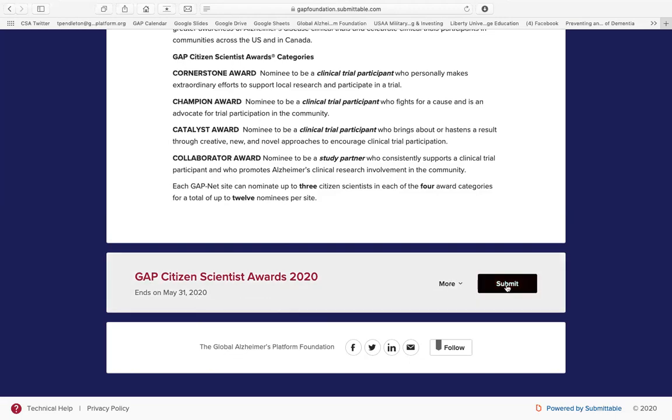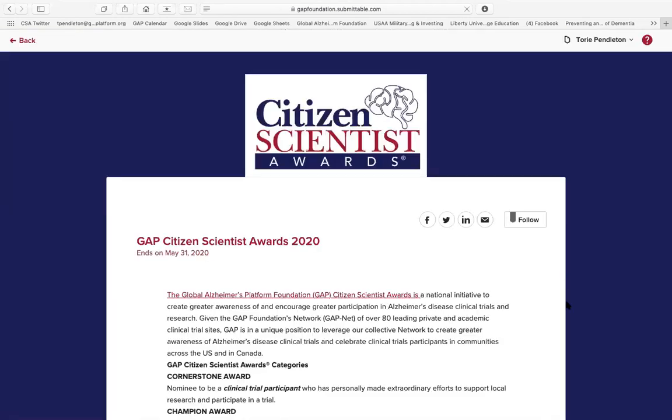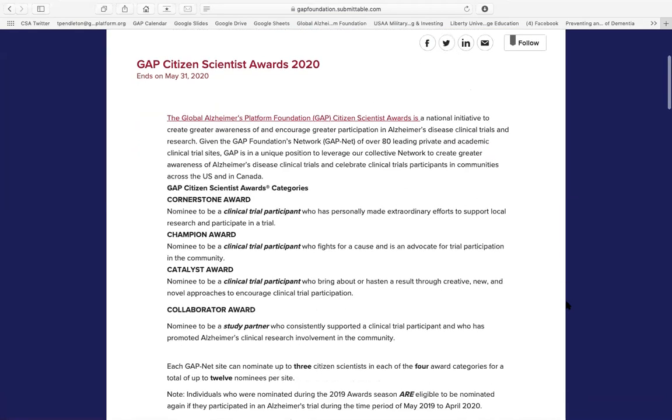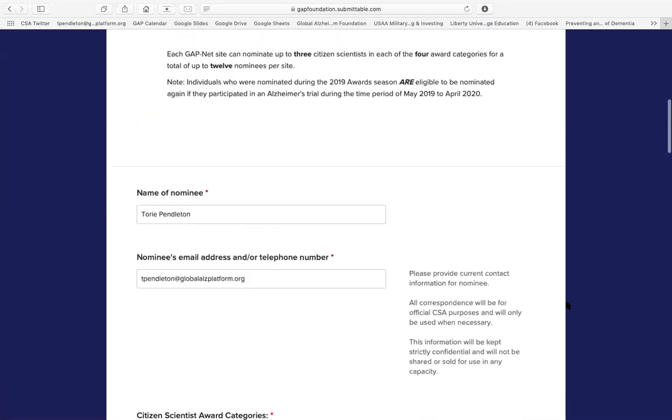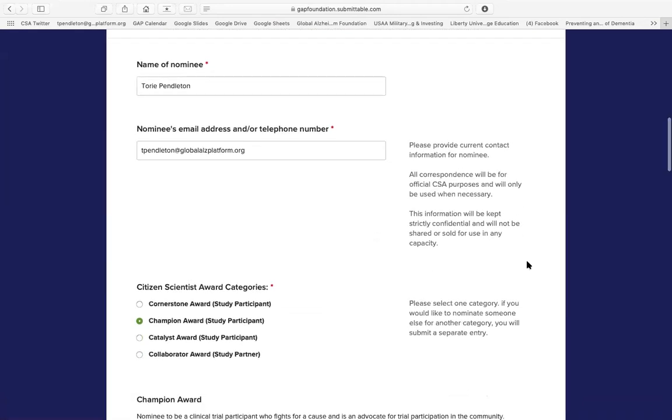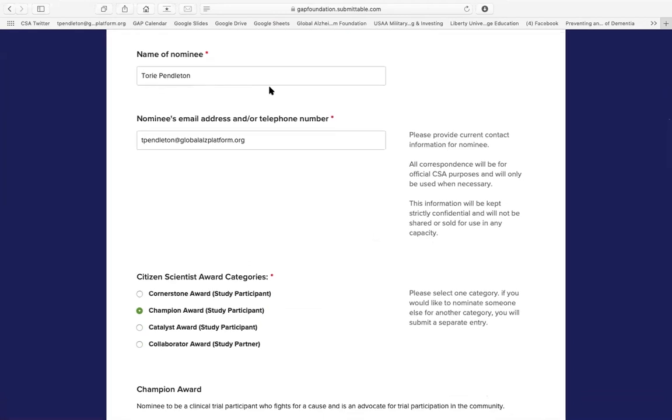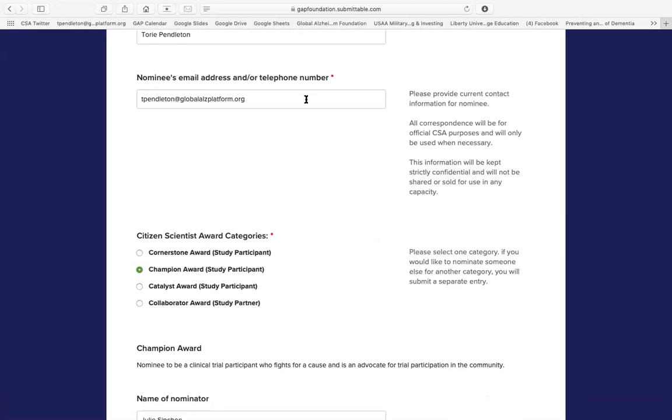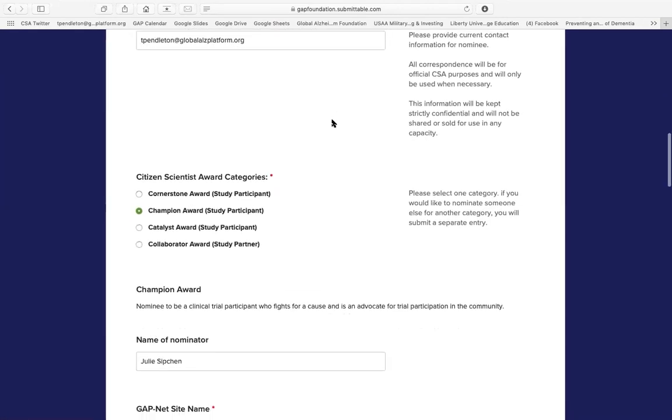If you hit submit, your page will change to the submission form. And as you can see, as you scroll down, it is a very simple form. Here I've filled in some of the answers already. You have the name of your nominee. You have an email and/or a telephone number for that nominee. This will help us if that nominee is chosen, or if we want to do a story on that individual. This will help us to have their contact information.